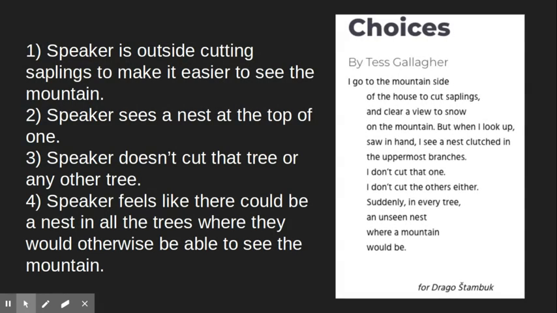So as you can see, I took the sentences and I just wrote down what is happening, describing literally what the speaker is doing.